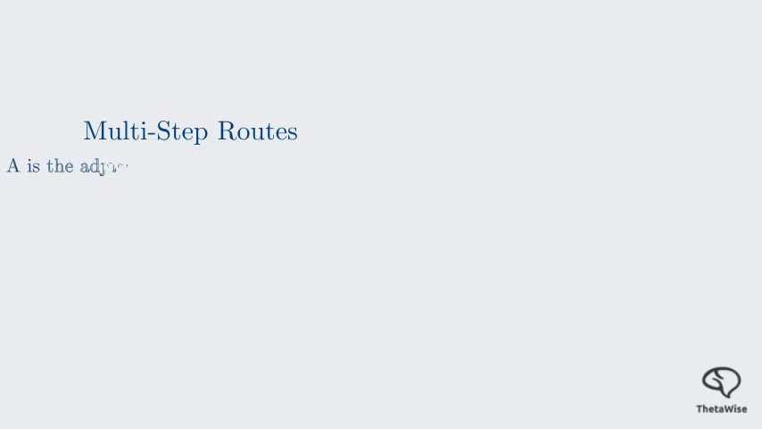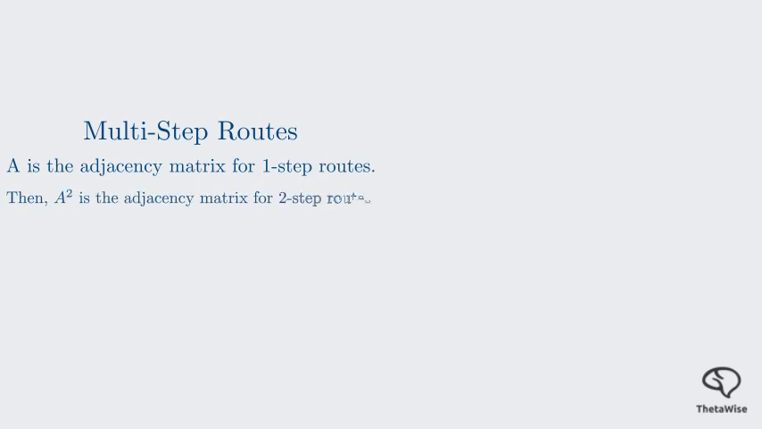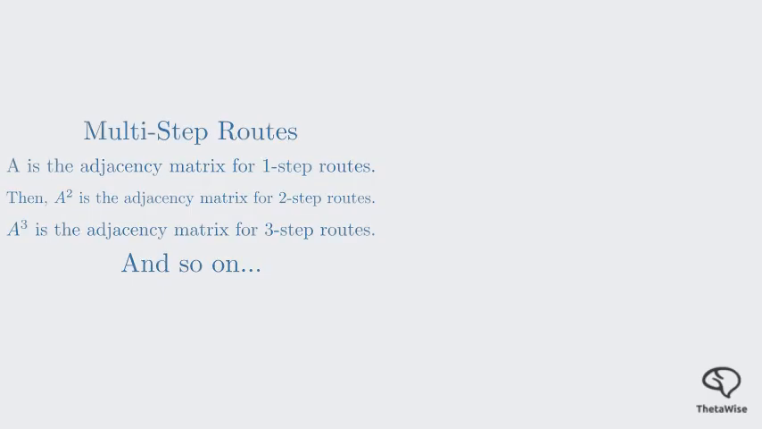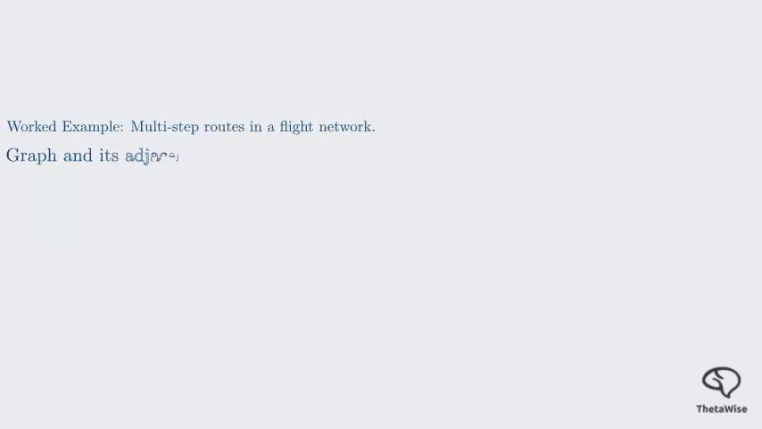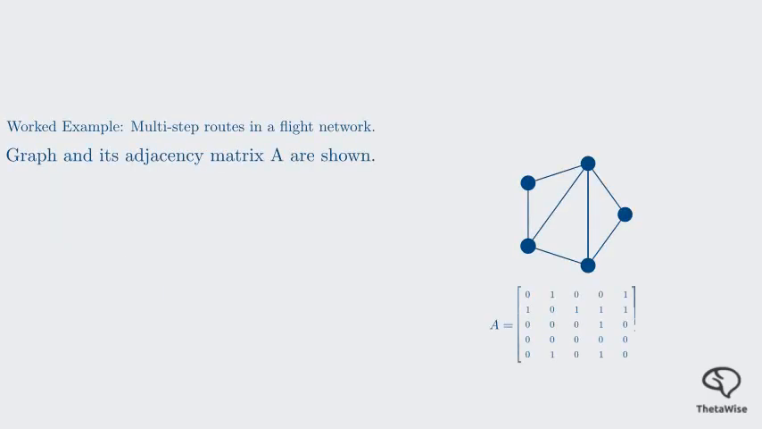A is the adjacency matrix for one-step routes. Then A squared is the adjacency matrix for two-step routes. A cubed is the adjacency matrix for three-step routes, and so on. Let's work with the example graph from our notes. Its adjacency matrix, A, shows the direct flights between cities. If we calculate A squared, we get this matrix.